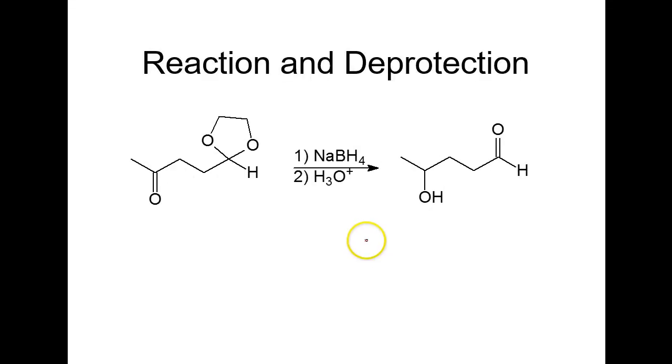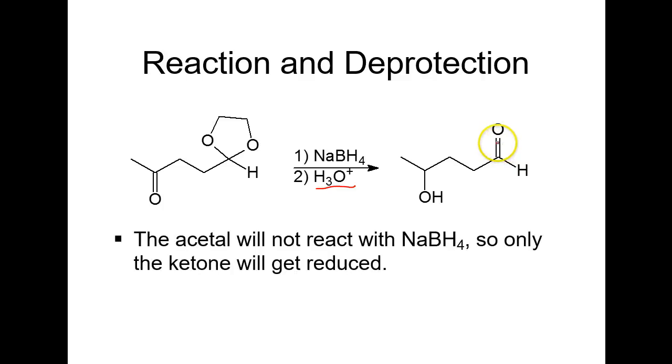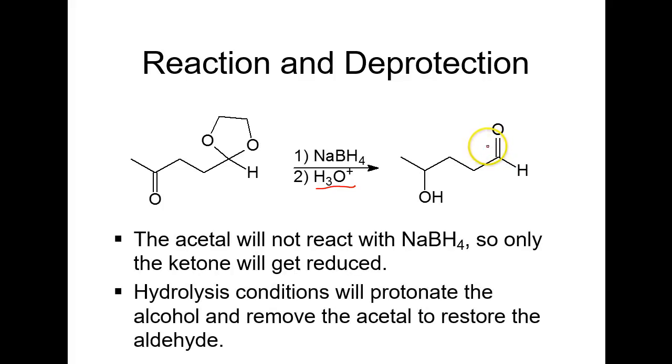What I can then do is add sodium borohydride, reduce the ketone to the alcohol, and then remember the acid and water removes the acetal to form the aldehyde. So the acetal will not react with sodium borohydride, so it just reacts with the ketone, and then hydrolysis pops it off. So that's a common use for aldehydes.